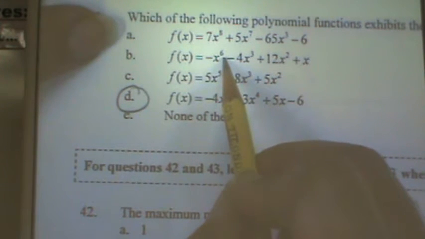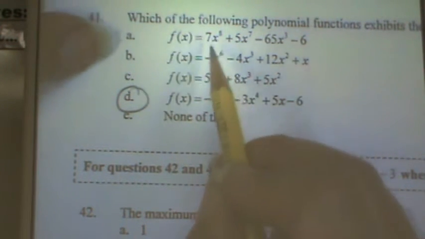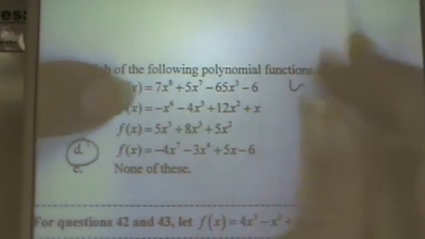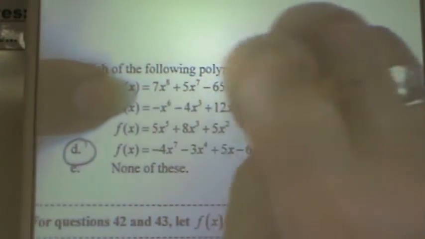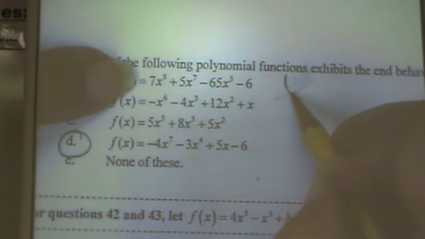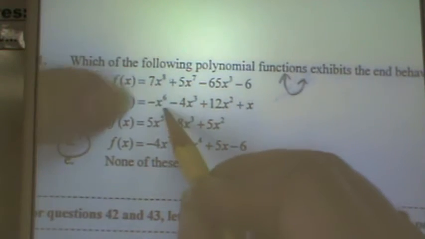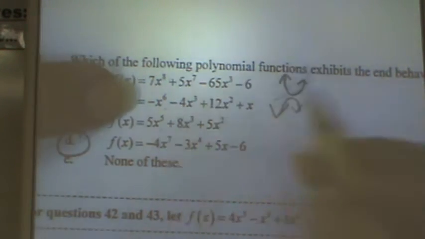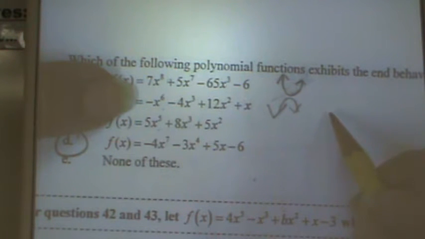Even powers, the left and the right side both do the same thing. This one, this is even, both left and right would be going up. This one, both left and right would be going down. For C, the left side would be going down, the right side would be going up. That would be C.